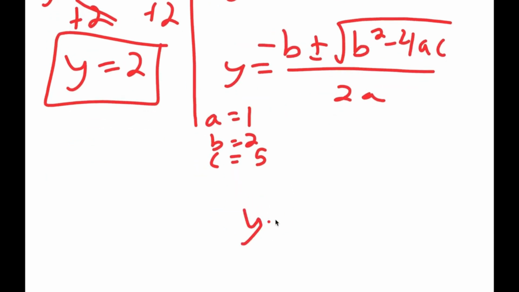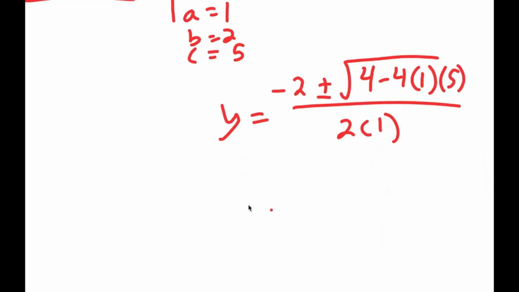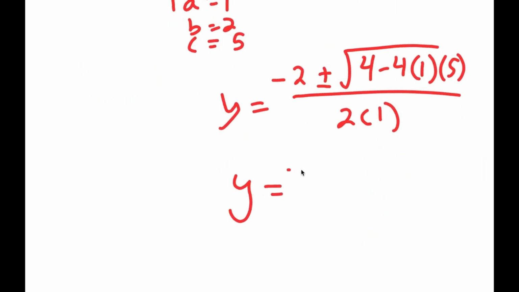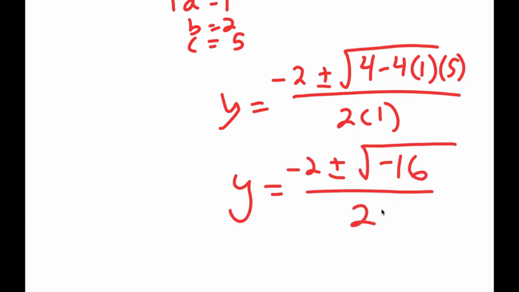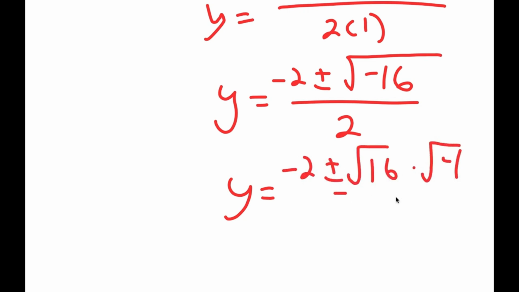So I get y is equal to negative 2 plus or minus the square root of b squared, which is 2 squared, which is 4, minus 4 times a, which is 1, times c, which is 5, all over 2a, so 2 times 1. And this is equal to negative 2 plus or minus the square root of 4 minus 4 times 5, which is 4 minus 20, which is negative 16, over 2, which is equal to negative 2 plus or minus the square root of 16 times the square root of negative 1 over 2.